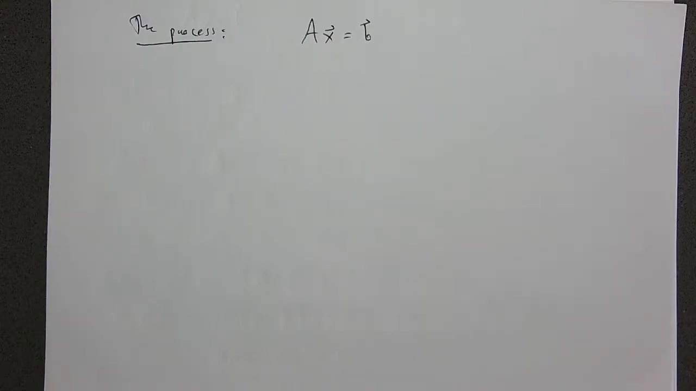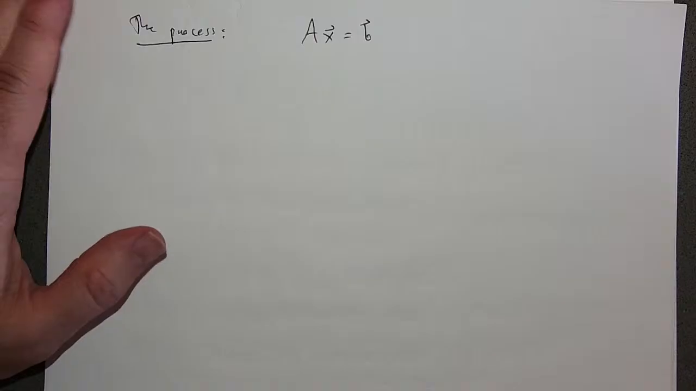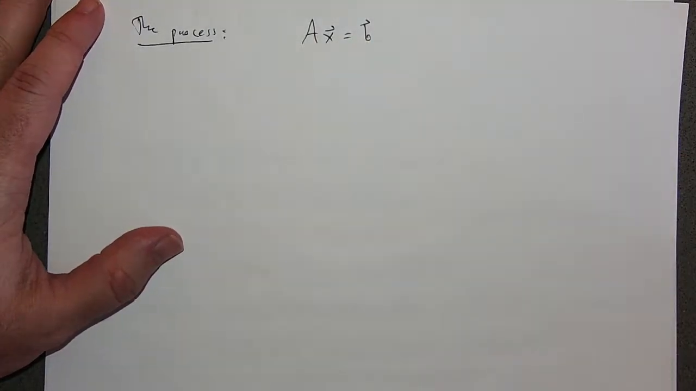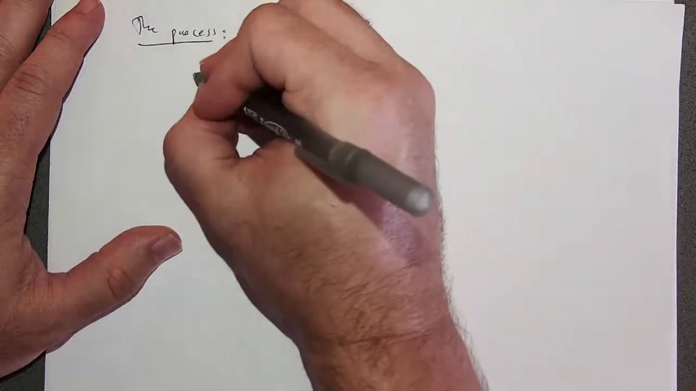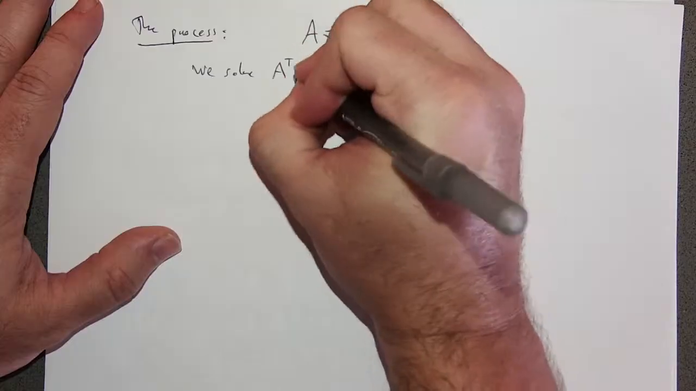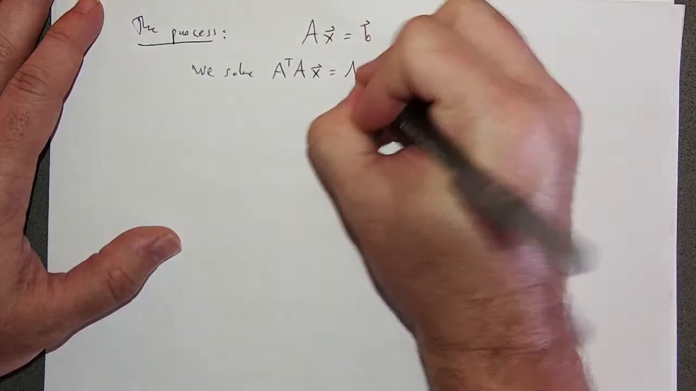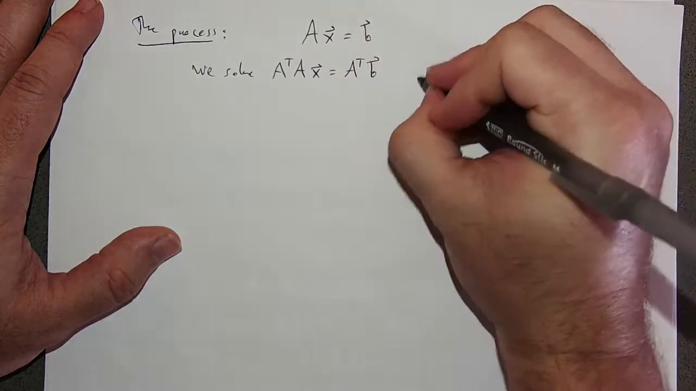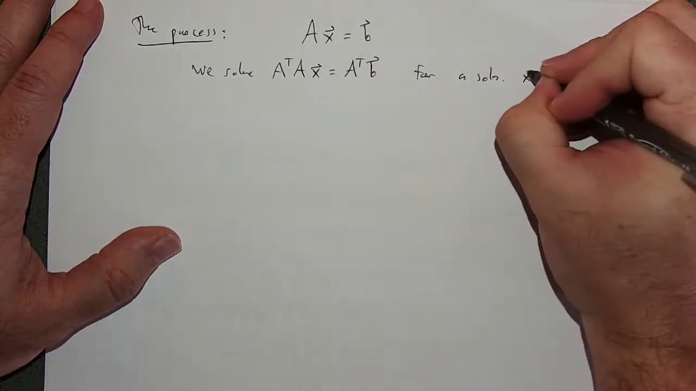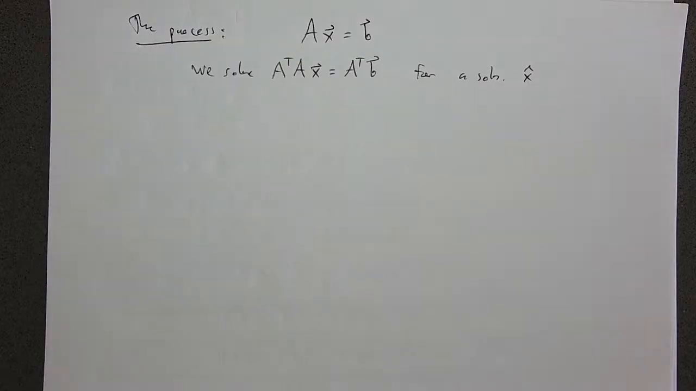So in that way, the least square solution is there's nothing to be done. It is just the solution you found, or one of the solutions you found. But if you are in the case that this has no solution, we solve A transpose A x equals A transpose B for a solution x hat that simply is our least square solution.